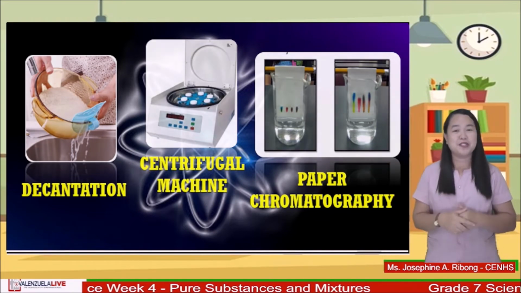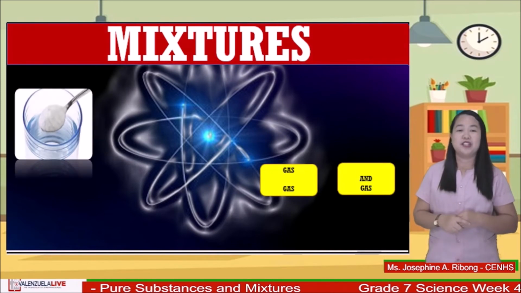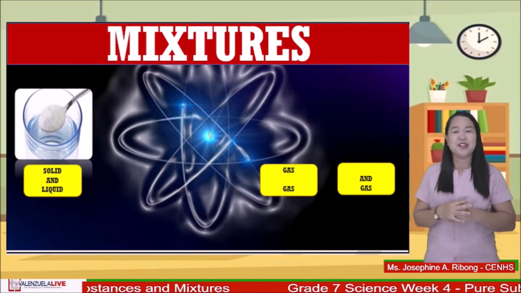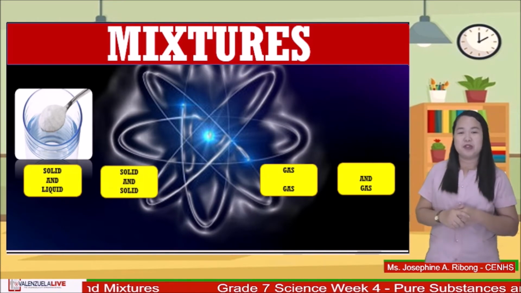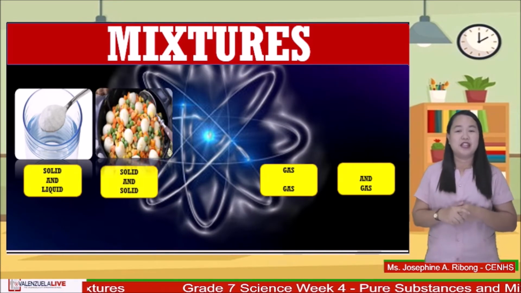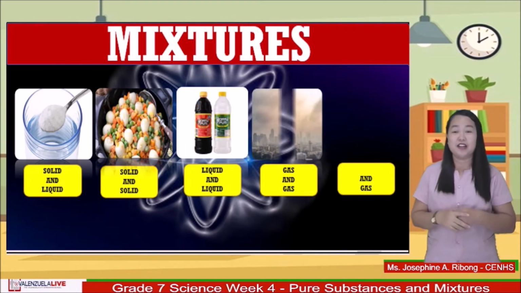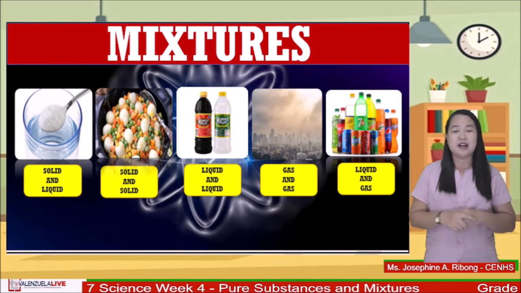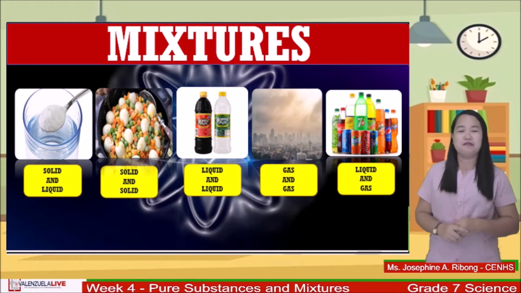When we say mixtures, it does not always involve solid and liquid, just like in a salt water solution. A mixture can also be a combination of solid and solid, like mixed vegetables. Liquid to liquid, like vinegar and soy sauce. Gases to gases, like air, and a combination of liquid to gas, like sodas. In this example, we can say that mixtures can be in different forms.